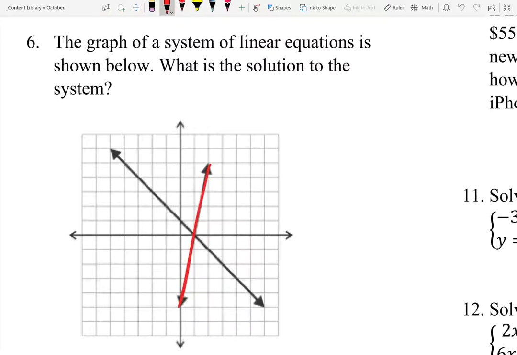Number 6 is the exact same thing. Notice where these 2 functions cross. They both cross right here. You just have to identify that ordered pair. So on the x-axis, it's at 1. And on the y-axis, it doesn't go up or down, right? It's at 0 on the y-axis. So the answer is just the point 1, 0.